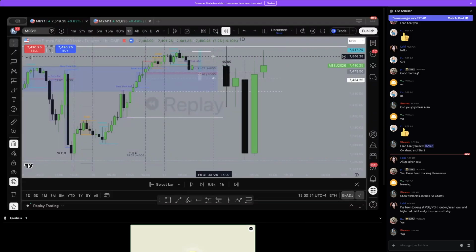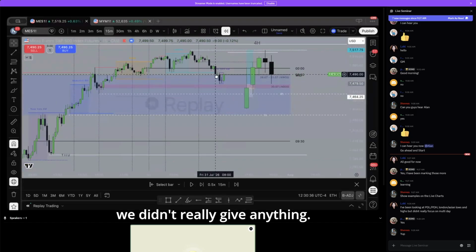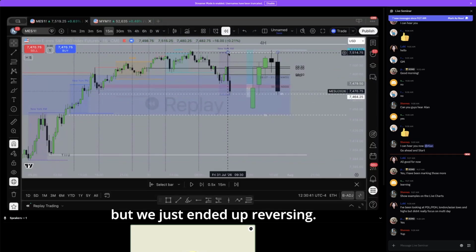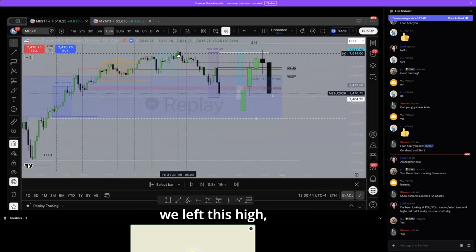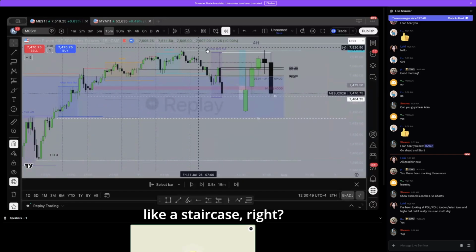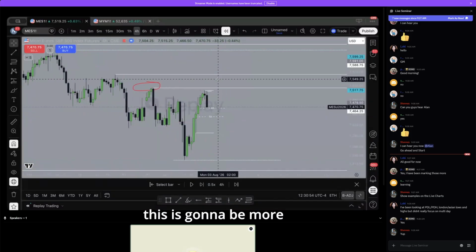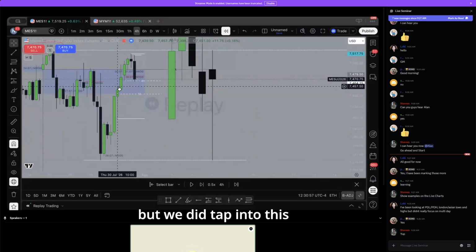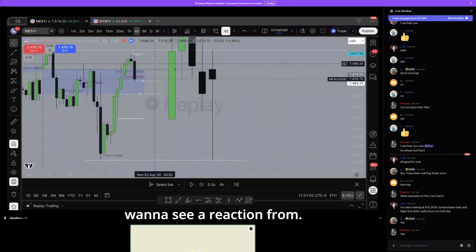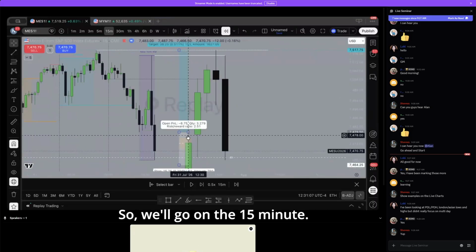In the morning, go back to the 15-minute. We didn't really get anything. We did displace to the upside, but we just ended up reversing. And if you guys could see again, we left this London high, and now we have a staircase effect. This is going to be more in the next masterclass, but we did tap into this 4-hour fair value gap, which is a place where we want to see a reaction. So go on the 15-minute.